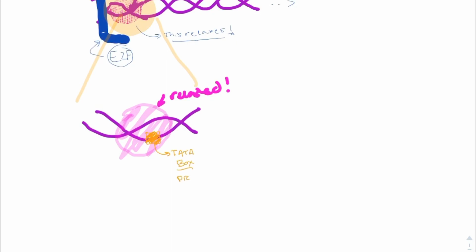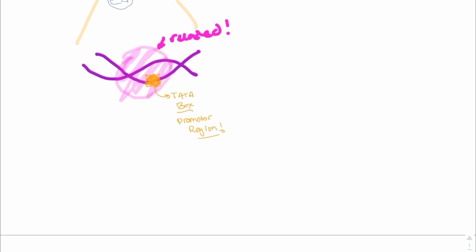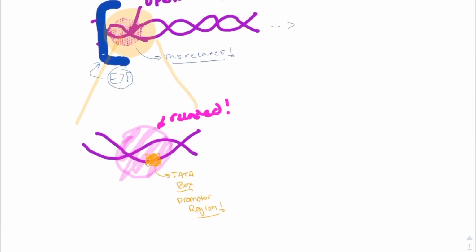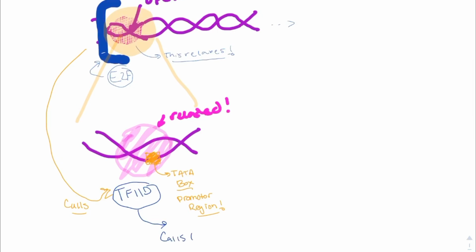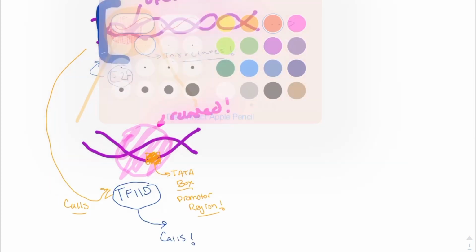Now, this region is important because this is where RNA polymerase 2 can bind. This is the TATA box promoter region. It's very important. What we're going to go over now is that E2F recruits TFIID. Now, what does TFIID do? This is what calls RNA polymerase 2 to bind to the TATA box.